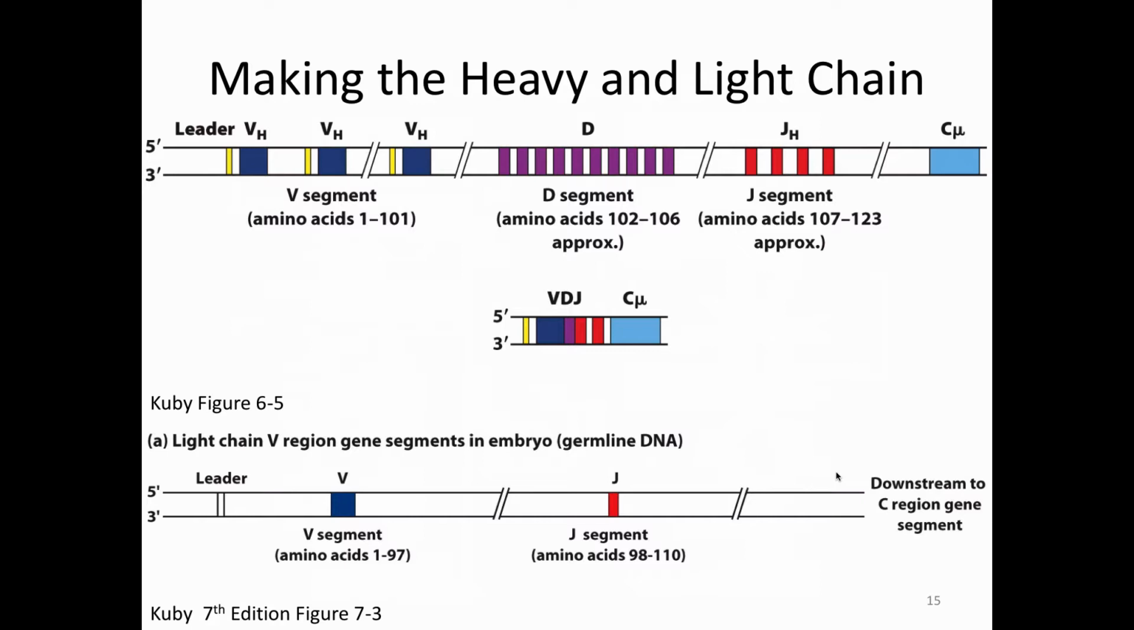Yeah, Molly? This might be dumb, but does VDJ recombination always happen V then D then J? It does not. It in fact first goes D to J and then goes V to DJ. So yeah, that's coming too, don't worry. We're going to do D to J, and then we're going to do V to the DJ when we get to that.